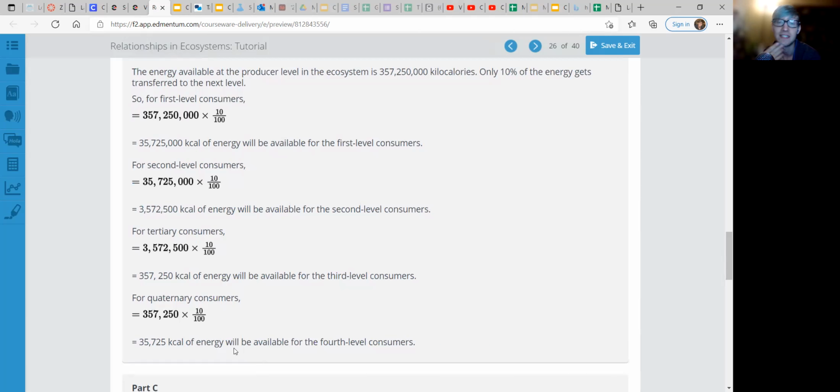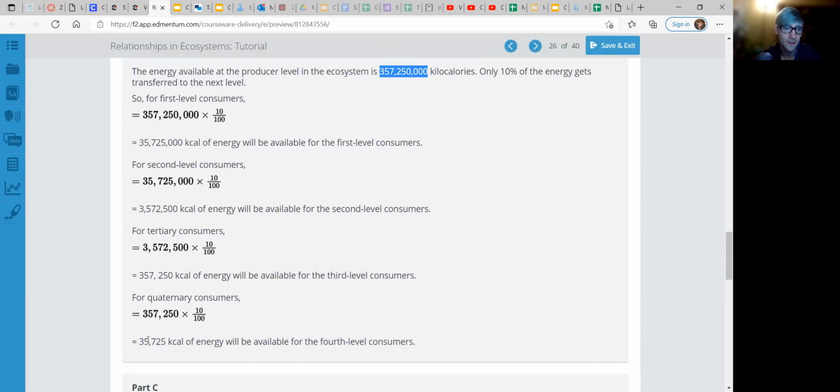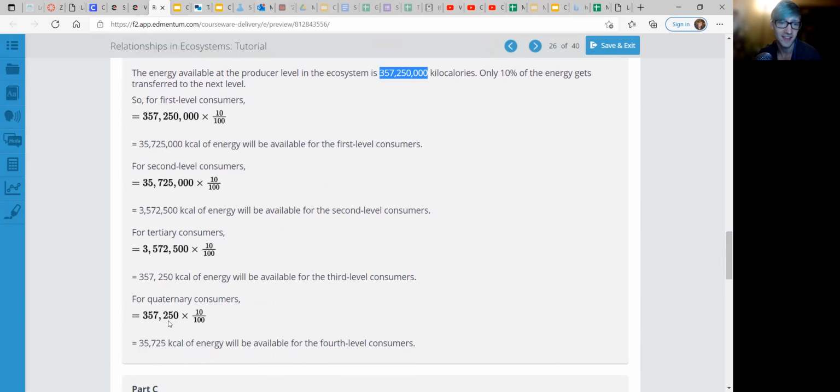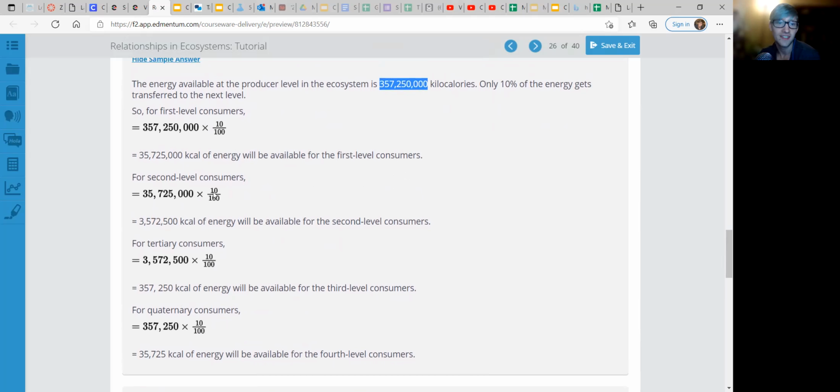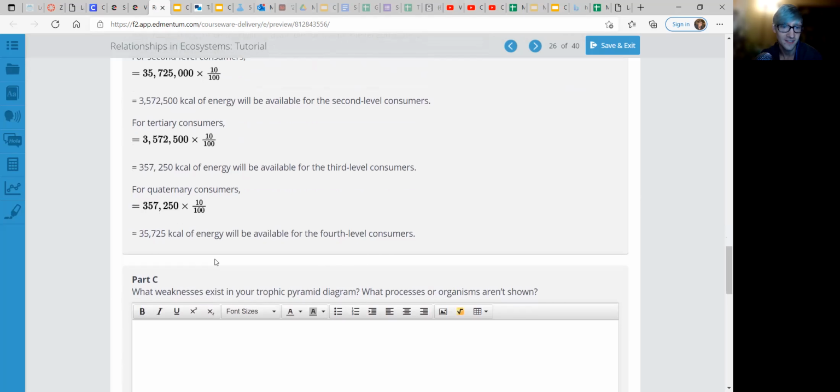And for the quaternary consumers, you have 357,250 times 10 over 100, resulting in only 35,725 kilocalories of energy available for the fourth level consumers. So that's a big difference between 350 million plus to 35,000, okay? 10% and 10% of that, and then 10% of that, and then 10% of that is transferred to the next level.